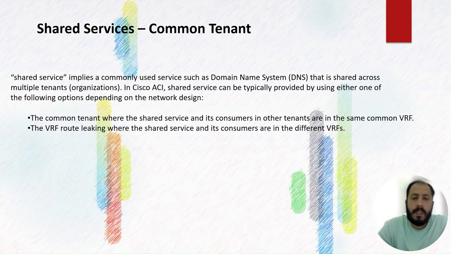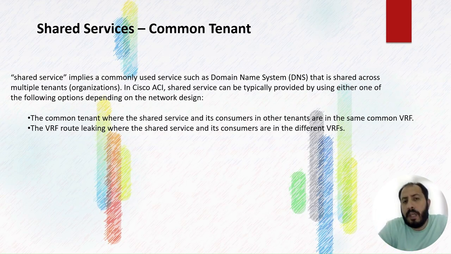Hence achieving the full isolation between all the tenants within your fabric. However, in some situations, you need to share some services instead of having a dedicated service for each and every tenant. For instance, your DNS server. Why do you need a dedicated DNS server for each and every tenant, when you can apply one common DNS server that can serve all those tenants? Hence comes the solution of shared services that Cisco ACI introduced.